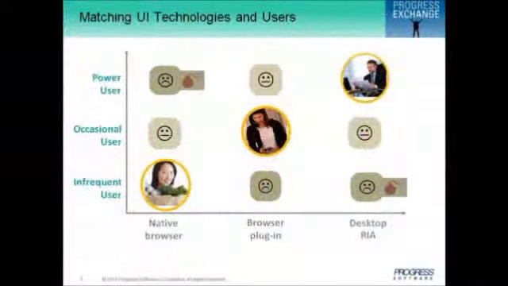Okay, so let's match up the technologies with the types of users. The chart shown here is based on a study done by Forrester that took 3 different types of users and matched them to different UI technologies. The study found that in order for users to be happy with an application, the application needed to use the right technology to meet their needs. Using the wrong technology meant that the application was either not powerful enough or the deployment of the application was too complicated.